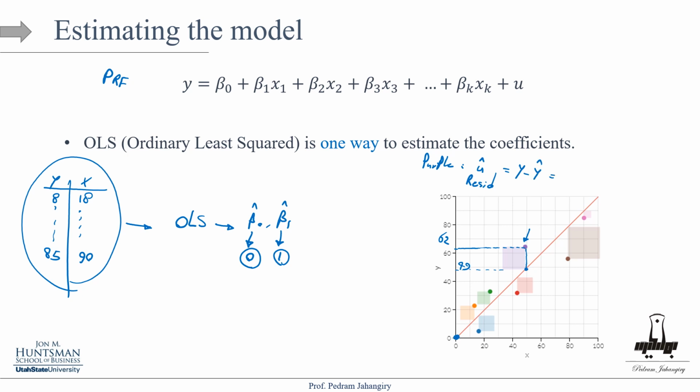So y is the actual value, which is 62. Y hat is what the model predicted, in this case 49, right? So if you do the math, you get 13. So our residual is 13. That was the residual for the purple observation. Then for the red observation, we have another number. For green, we have another number. For orange, another number. Blue, another number, and so on. For brown, another number, and then pink, another number, right?